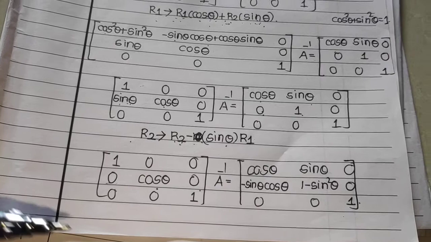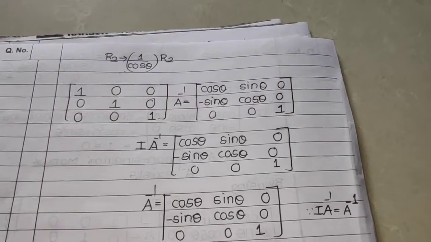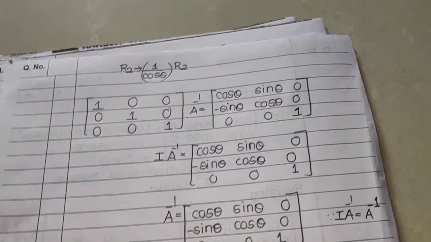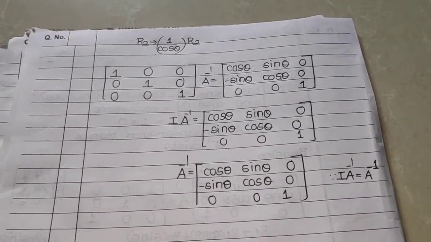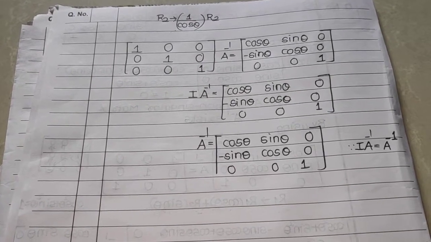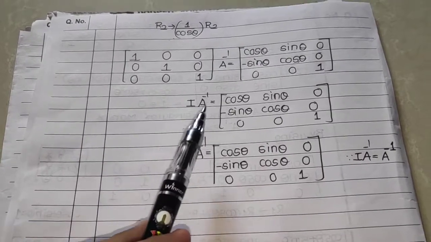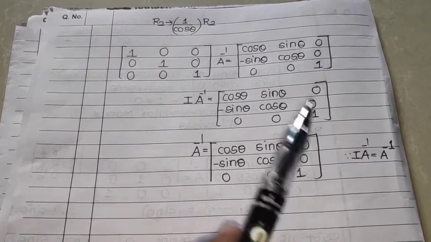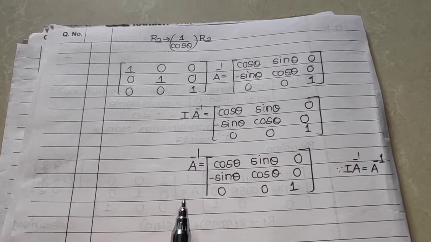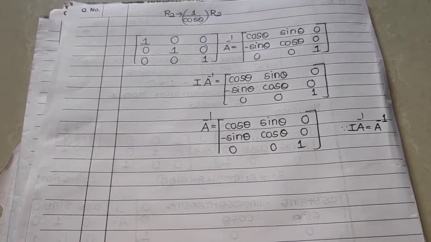And the previous step is straight away the identity matrix. So then R2 changed to 1 upon cos theta times R2. So that's what we have. Our identity matrix is there with us, which multiplied with A inverse gives the original answer. So this identity matrix can be written as I into A inverse is this, and finally we got the answer for the A inverse. So that's what you have, A inverse equal to.